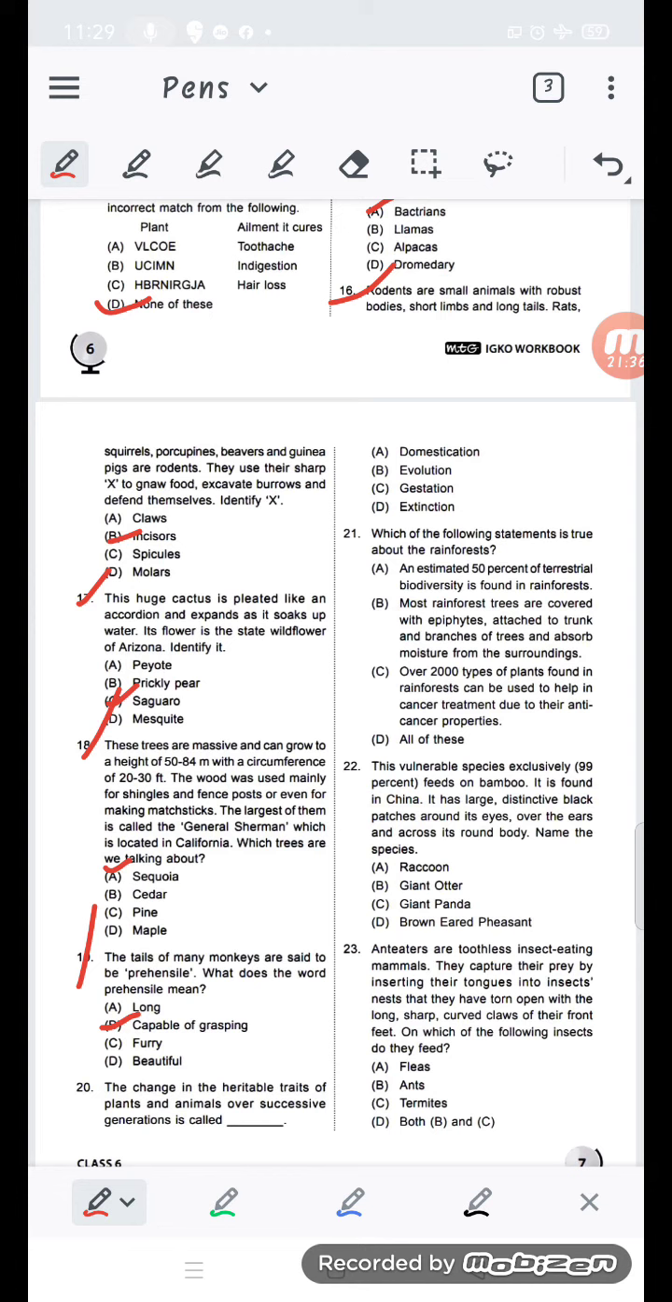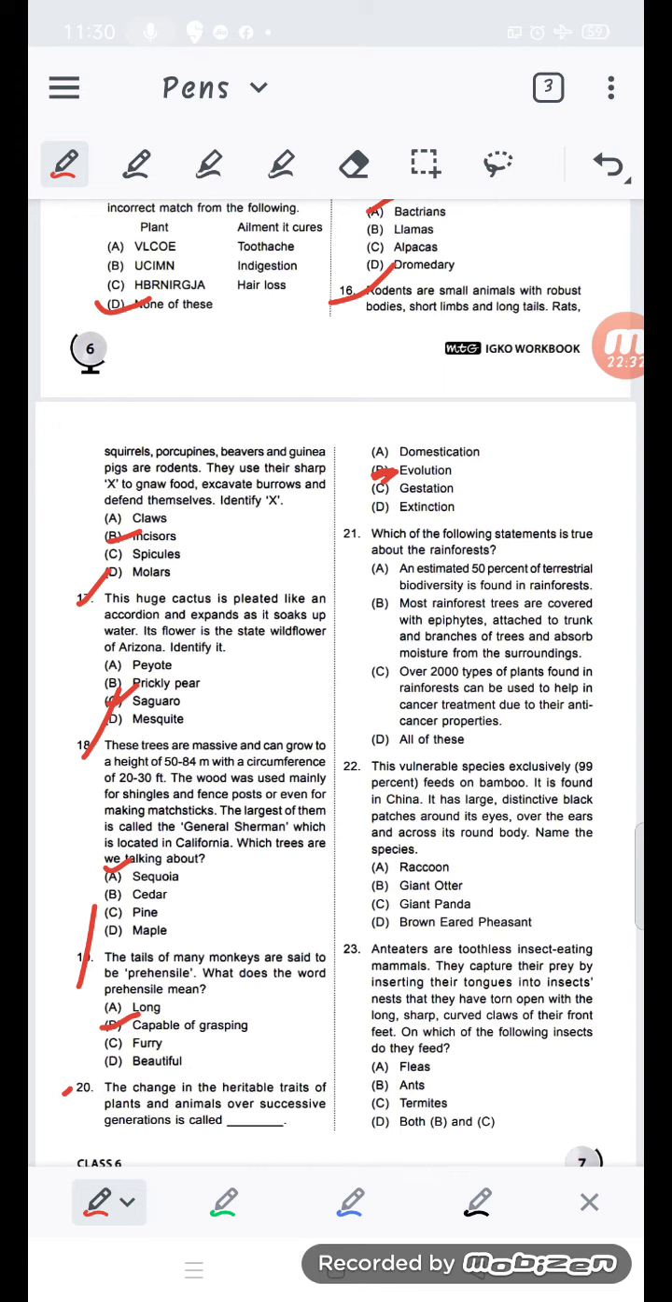Okay, now question number 20. The change in the heritable traits of plants and animals over successive generations is called dash. Successive generations means one after the other. A, domestication, B, evolution, C, gestation, D, extinction. So the answer is option B, evolution. For plants we got evolution, option B. If we talk about animals, that is domestication.